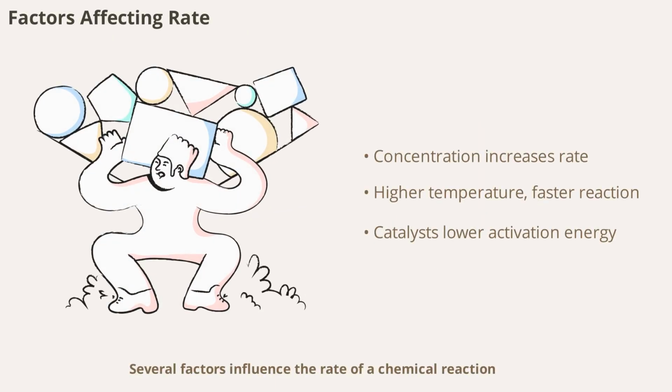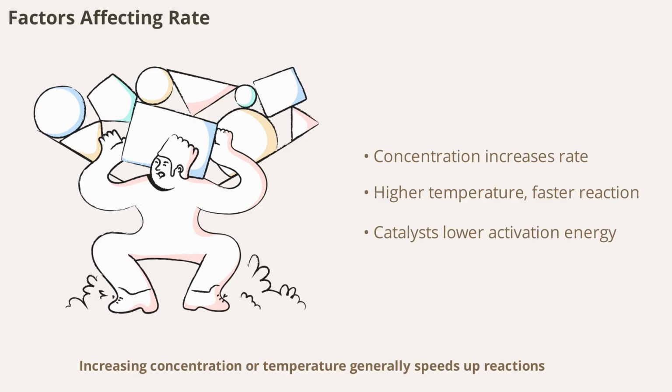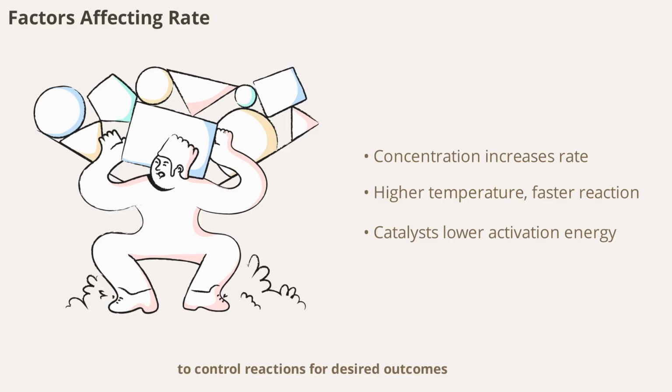Several factors influence the rate of a chemical reaction: concentration of reactants, temperature, presence of a catalyst, and surface area of solids. Increasing concentration or temperature generally speeds up reactions, while catalysts lower activation energy. Understanding these factors allows chemists to control reactions for desired outcomes, whether in a lab or large-scale industry.